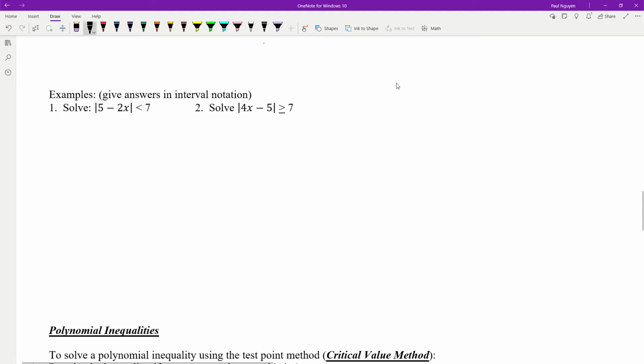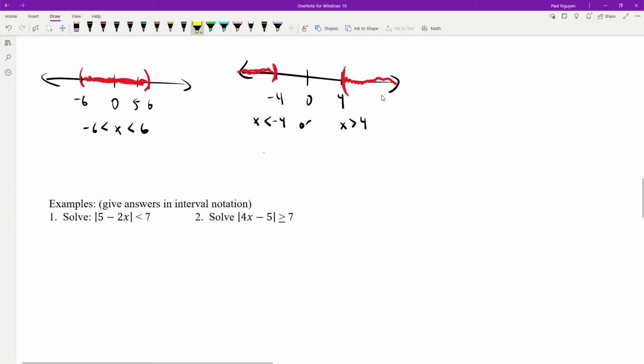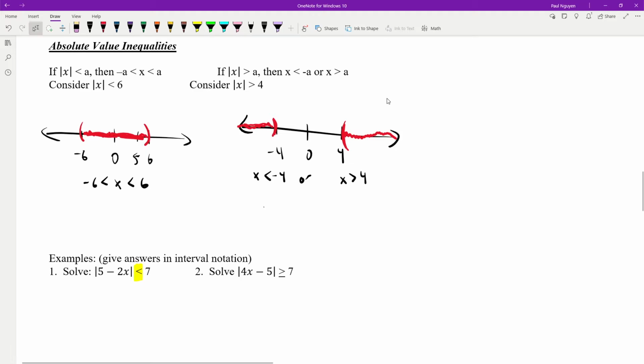So here I have the absolute value of 5 minus 2x is less than 7. So this is a less than. The absolute value is less than. Which of these two situations is this? It's this one here. So we want whatever's inside to be between negative 7 and 7. So I can get rid of these absolute value signs by placing it in between negative 7 and 7. And now I can solve this compound inequality by solving for x.